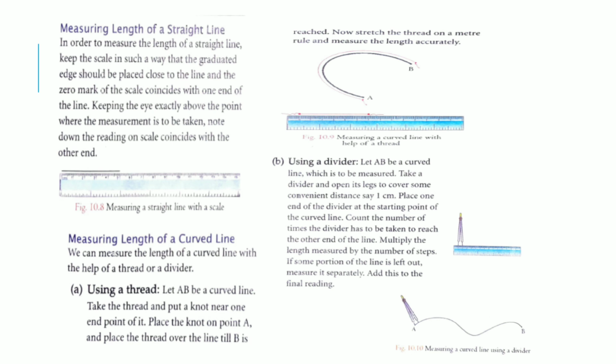Now, using the divider, how can you measure the length? Let AB be a curved line which is to be measured. Take a divider and open its legs to cover some convenient distance, say 1 centimeter. Place one end of the divider at the starting point of the curved line. Count the number of times the divider has to be taken to reach the other end of the line. Multiply the length measured by the number of steps. If some portion of the line is left out, measure it separately and add this to the final reading. See this picture, you can understand.